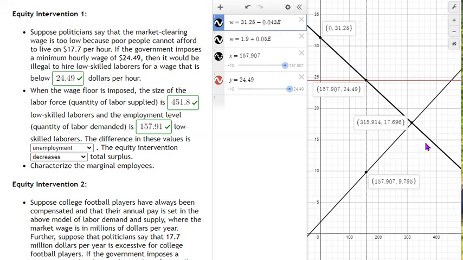So this policy doesn't help the poor because they're still here on the demand curve, right? And it harms the middle income workers, right? It harms them because they lose their jobs. This line segment here models all the people who lost their job as a result of imposing the $24.49 minimum wage, right?